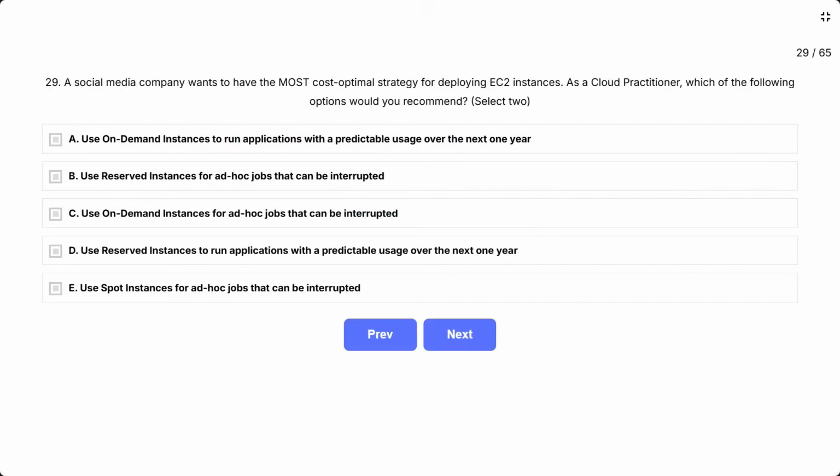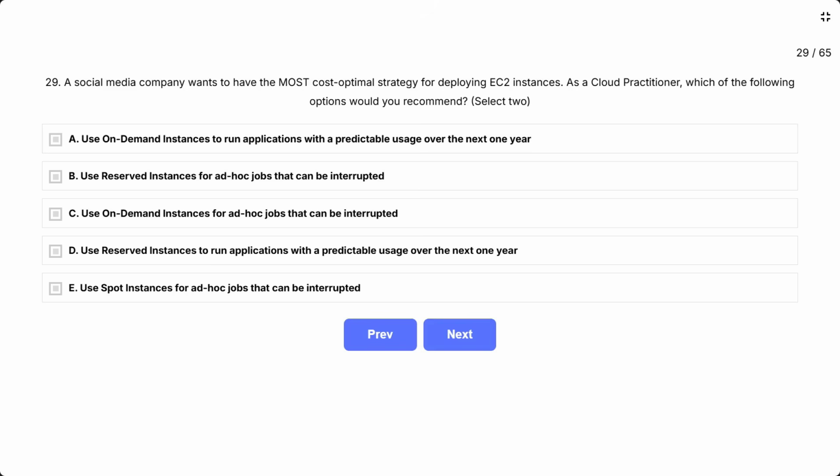Question 29. A social media company wants to have the most cost-optimal strategy for deploying EC2 instances. As a cloud practitioner, which of the following options would you recommend? Select 2. A. Use on-demand instances to run applications with a predictable usage over the next 1 year. B. Use reserved instances for ad hoc jobs that can be interrupted. C. Use on-demand instances for ad hoc jobs that can be interrupted. D. Use reserved instances to run applications with a predictable usage over the next 1 year.